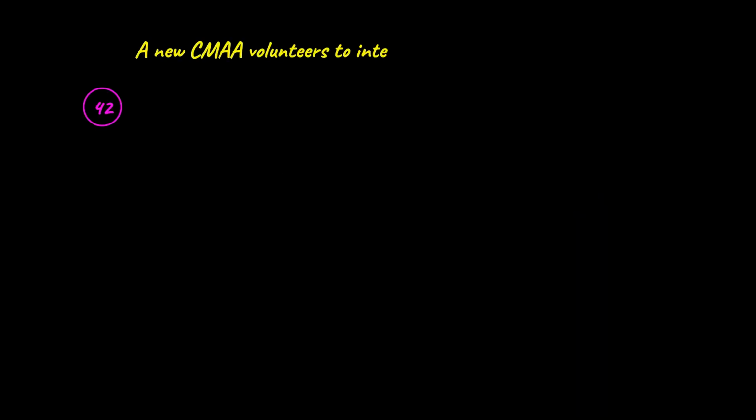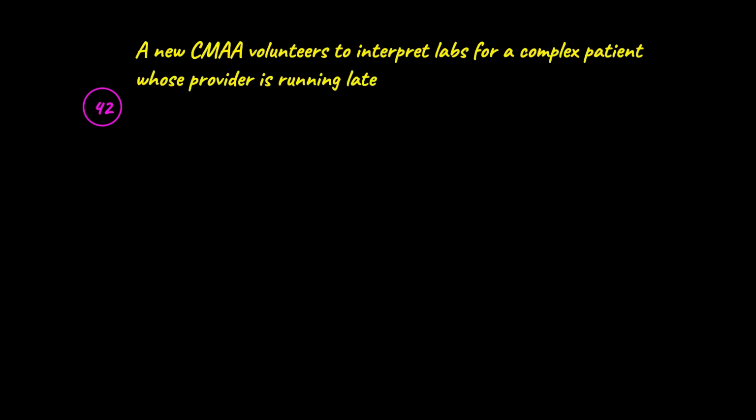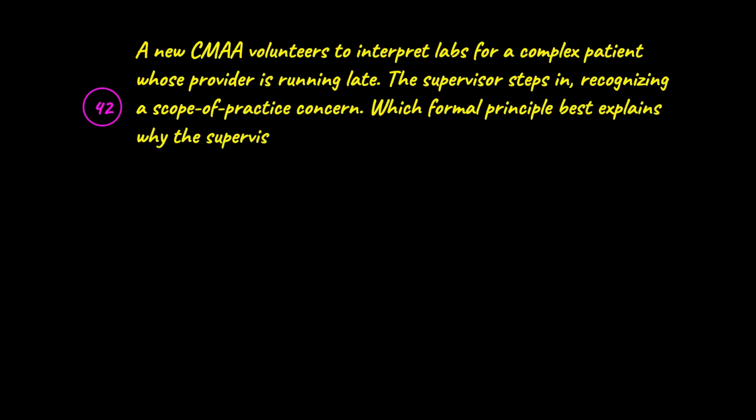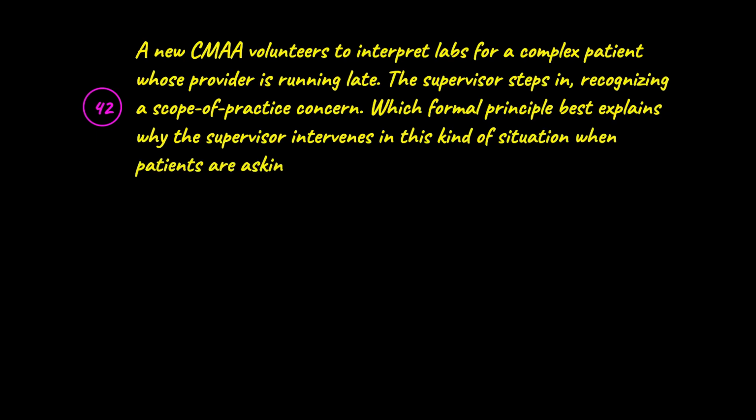Question 42. A new CMAA volunteers to interpret labs for a complex patient whose provider is running late. The supervisor steps in, recognizing a scope of practice concern. Which formal principle best explains why the supervisor intervenes in this kind of situation when patients are asking about their results? Your options are: A.